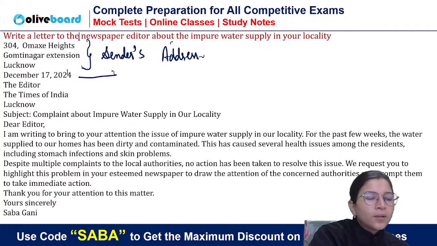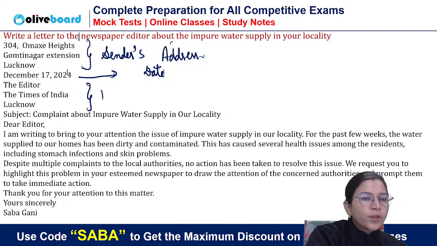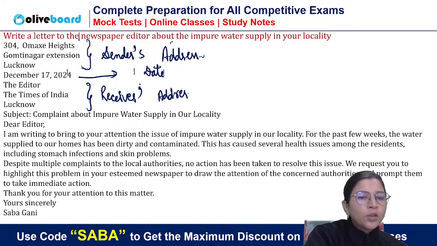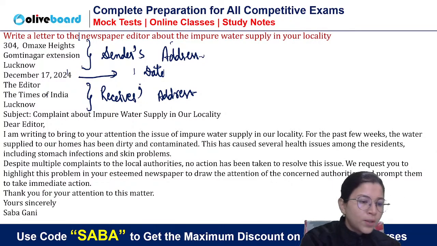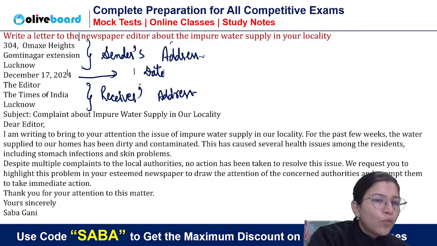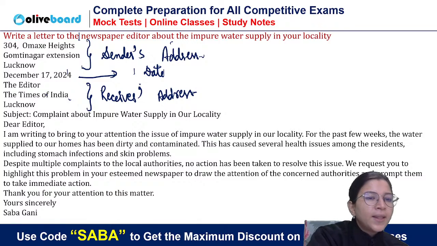Now, this is my date, December 17, 2024, as I told you the format of the date. And then comes your receiver's address. We have to write a letter to the newspaper editor, so of course the address will be of the newspaper editor. The editor. In a newspaper, whom do we write to? We write to the editor. So the editor, the Times of India, whatever newspaper you want, you can write: the Hindu, the Times of India, Indian Express, whatever. Lucknow.